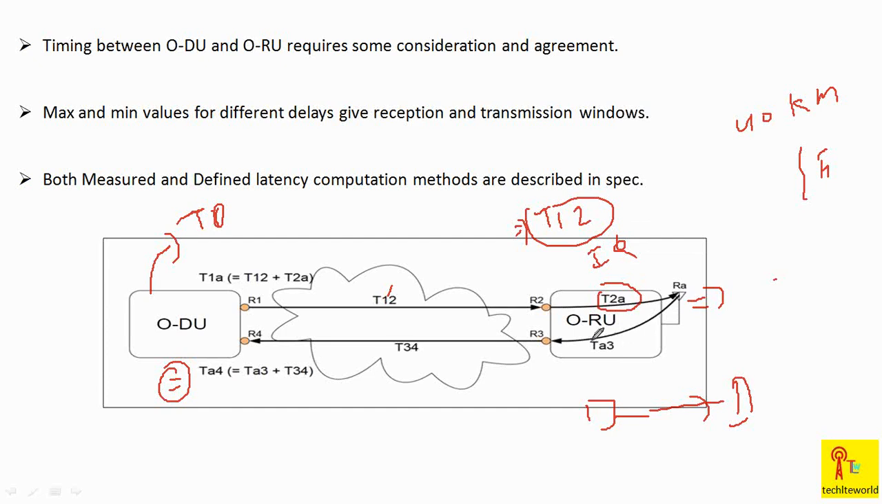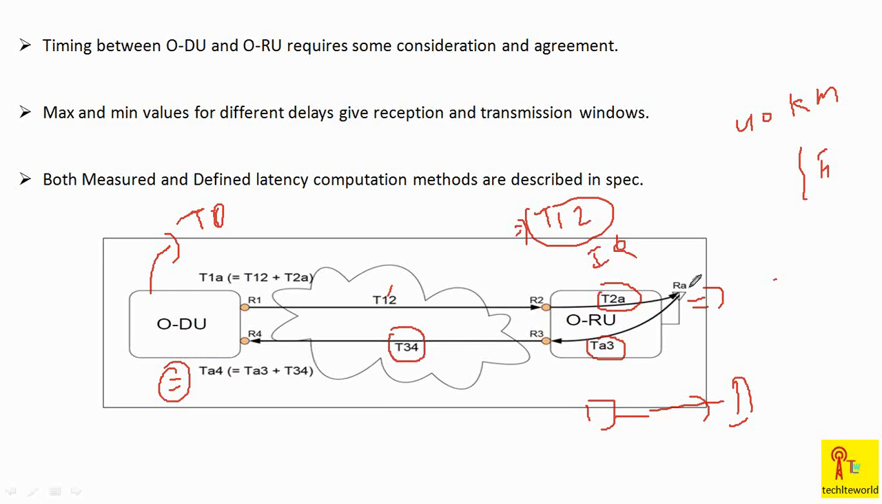So some time taken is TA3, right? For the antenna to the DSP unit, the RU's DSP unit, the RU will send that data using the fronthaul in the uplink direction from ORU to ODU. That time taken is defined by ORAN as T34, right?